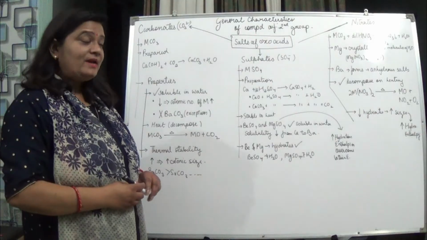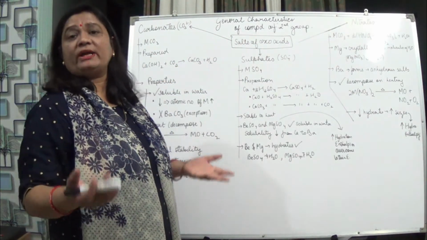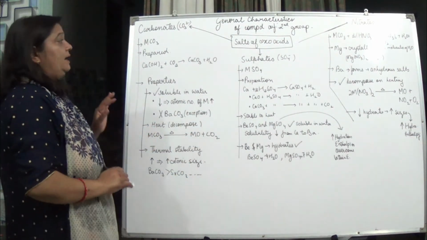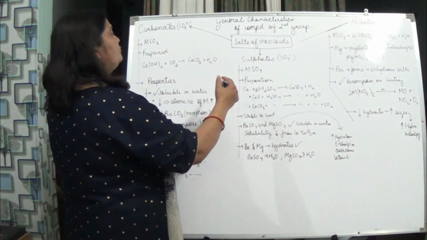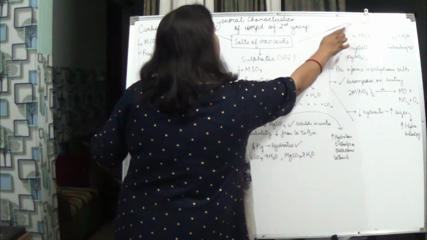Now let us study the salts of the oxo acids. So beta, what are oxo acids? The acids consisting of oxygen. Now here in group 2, the salts of oxo acids we will be studying are carbonates, sulfates and nitrates.